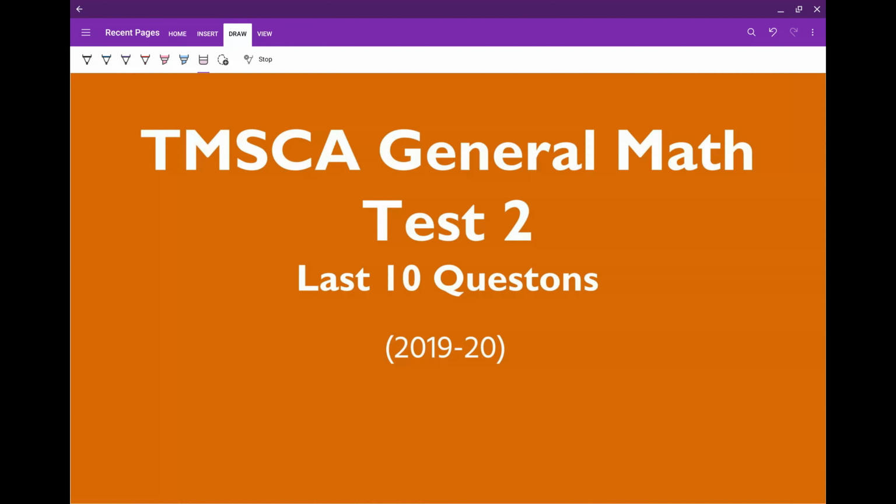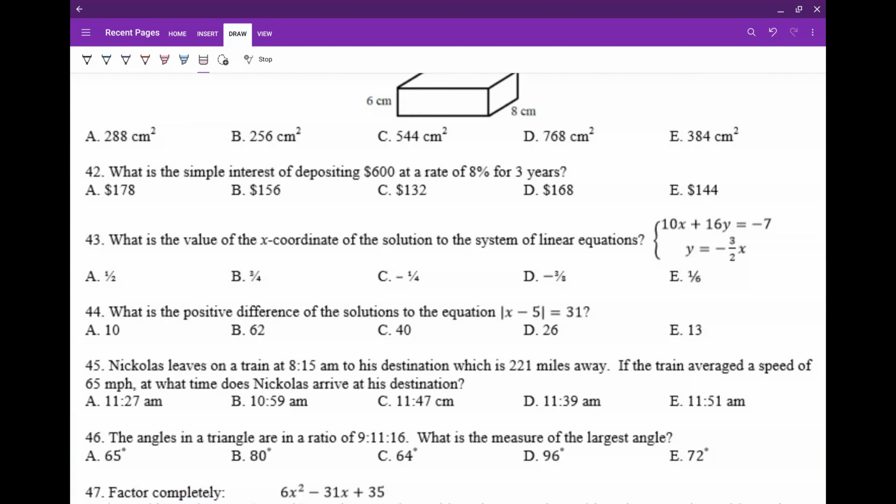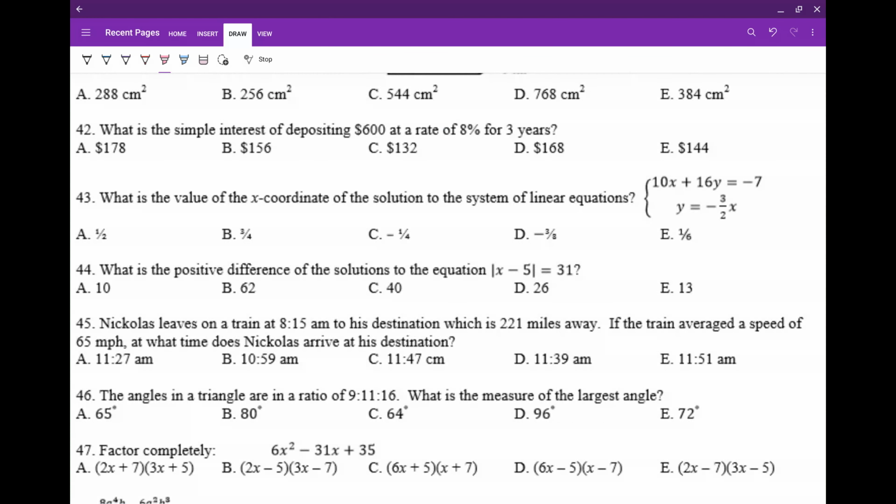Okay, so this one's going to be interesting. Question 45 of General Math, Test 2. The word problem. Nicholas leaves on a train at 8:15 a.m. to his destination, which is 221 miles away. The train's average speed was 65 miles per hour. And this is the question. At what time does Nicholas arrive at his destination? So our answer is going to be a time.